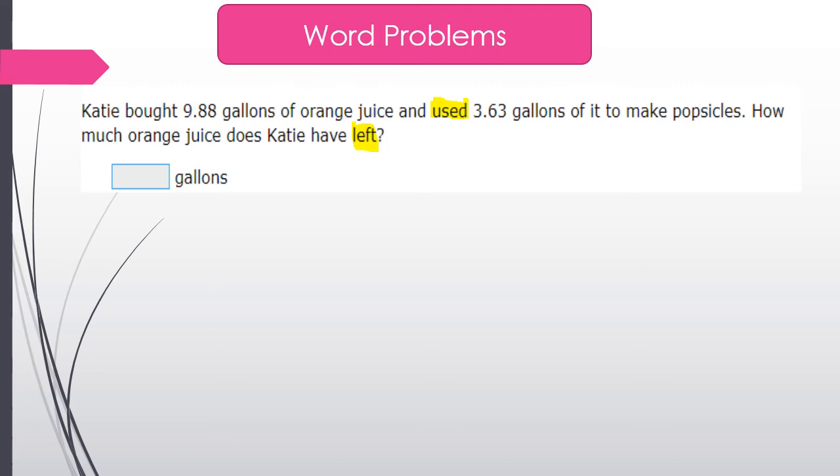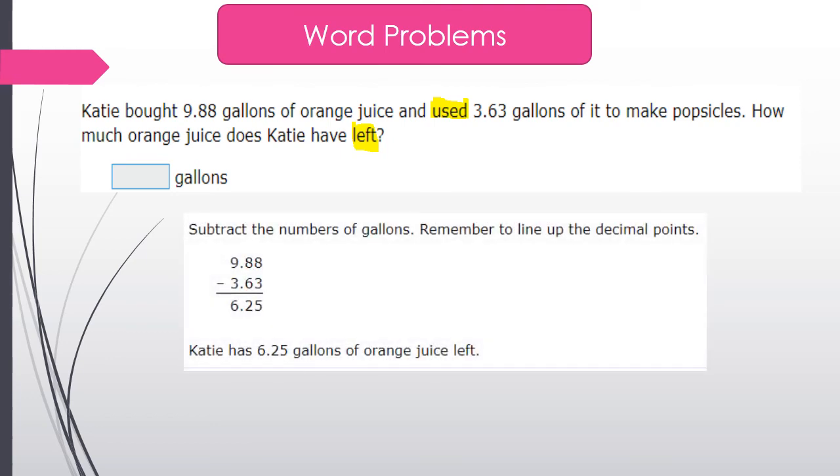9.88 minus 3.63. Line up the numbers, decimal point below the decimal point, then subtract from right to left. Do it on your paper. Let's check our answer. 6.25. Excellent. Gallons of orange juice left.